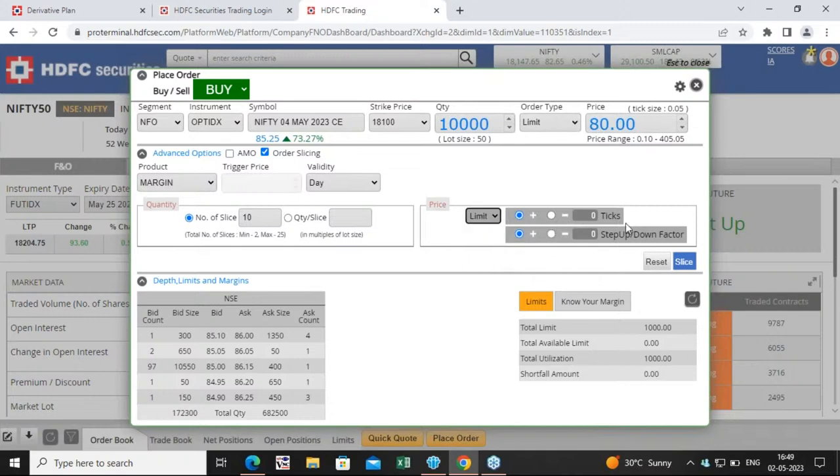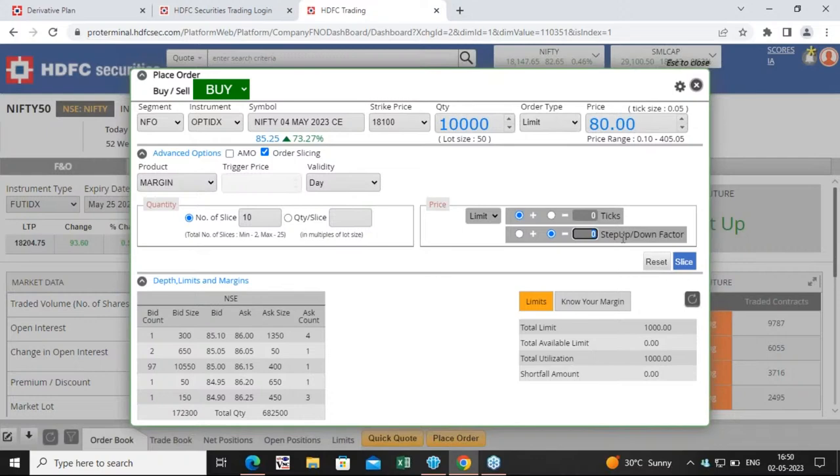After that, you can see the tick, right? In the tick, you don't have to do anything, but in the step up down factor, you have to click on the minus. Okay, why minus? Because your order should be placed at the below price. When the price is low, your order should be placed because we are purchasing, right? So after that, in the step up down factor, if you want to make a difference of 3 rupees or 4 rupees, you have to divide by that tick size.